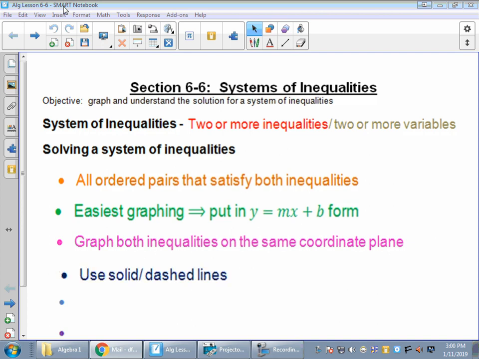And then, of course, remember, you're going to either use a solid line or a dashed line based on if it's greater than or less than, or greater than or equal to or less than or equal to. So remember your solid and dashed lines with inequalities.